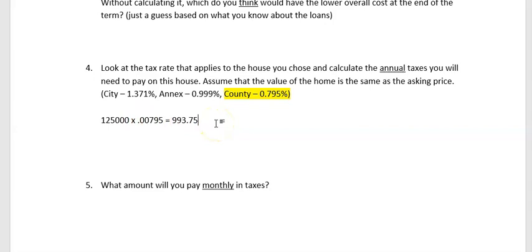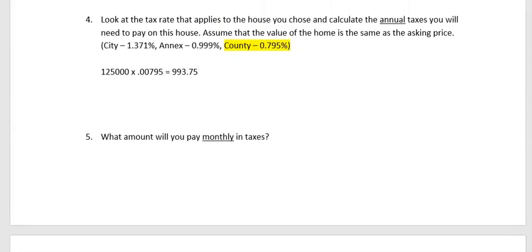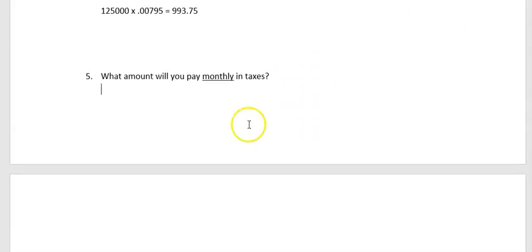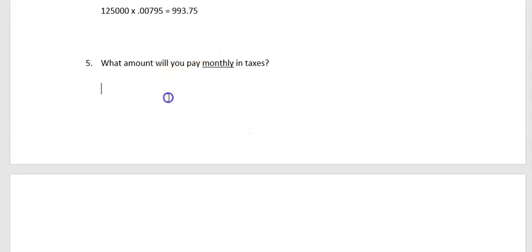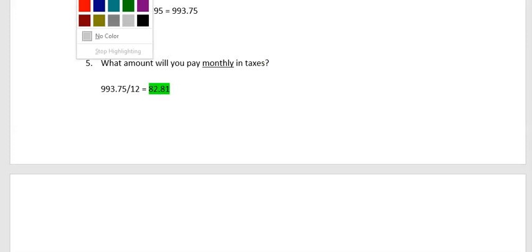So $993.75 is how much I will need to pay each year in taxes. But then how much would that be monthly? Well, monthly, we would just divide by 12, right? So I'd take that number I just got, divide by 12, and round to the nearest hundredth, so 2 decimal places, and I get $82.81, and so that's how much I would pay monthly. We're going to need this number later on, so let me highlight that one here.